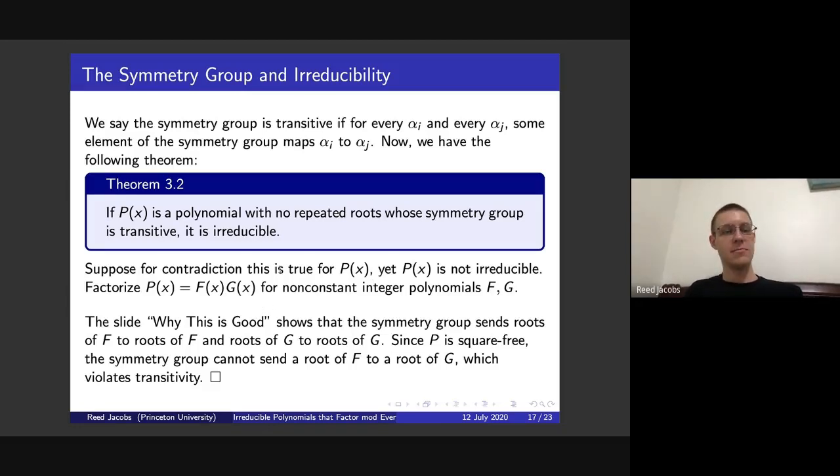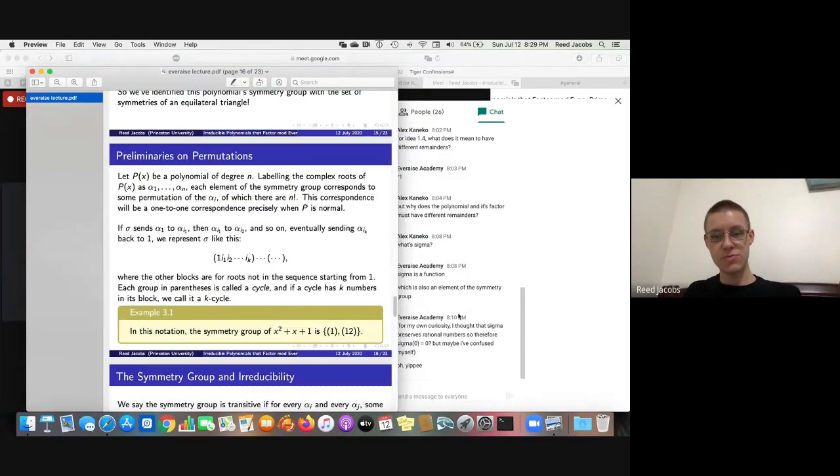Some roots of f can't go to the roots of g. So it's false that anything can go anywhere, and so it's not transitive. Does the idea of this proof make sense to everyone?